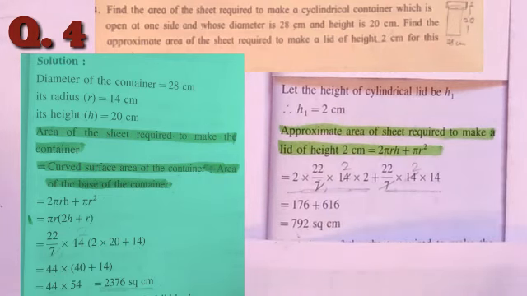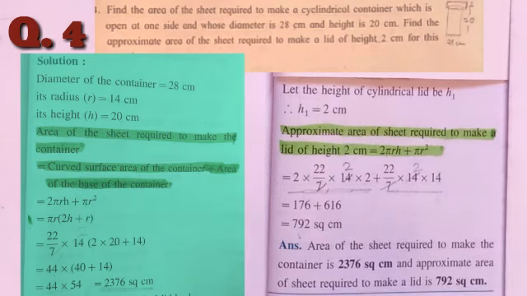Let's write the answer in words. That is, the area of the sheet required to make the container is 2376 square centimeter, and the approximate area of the sheet required to make the lid is 792 square centimeter. Got it, students? So this is nothing but the complete answer to question number 4. So write it systematically in your classwork notebook.